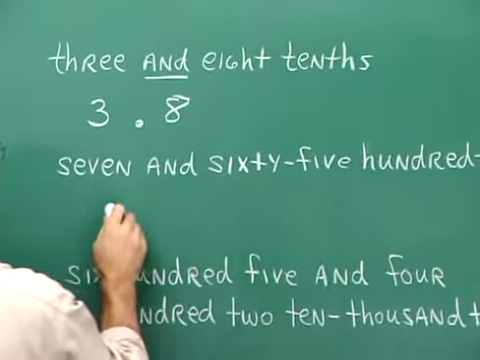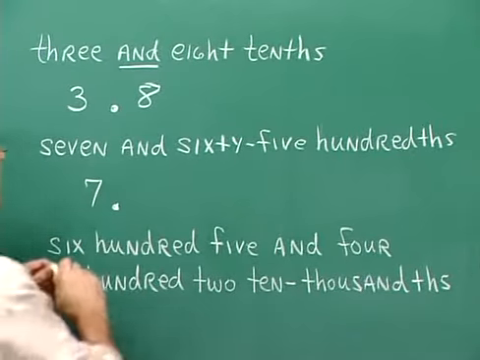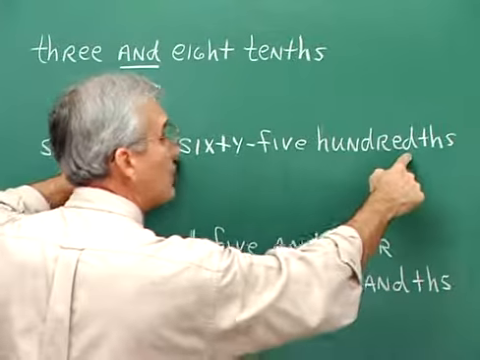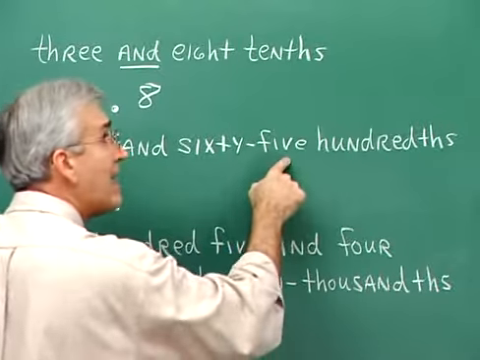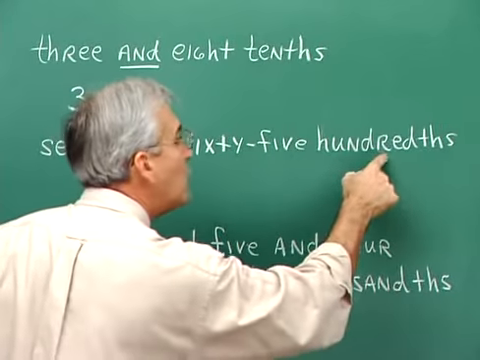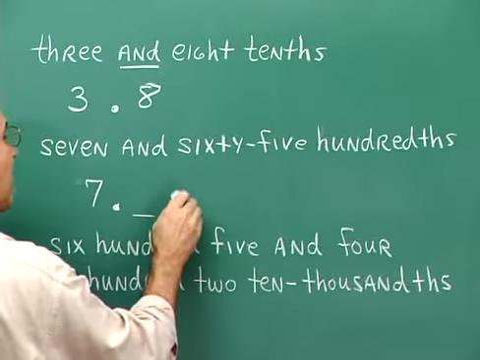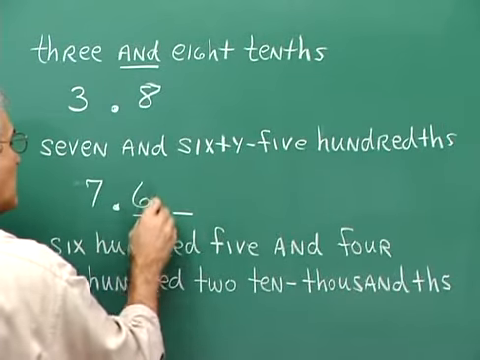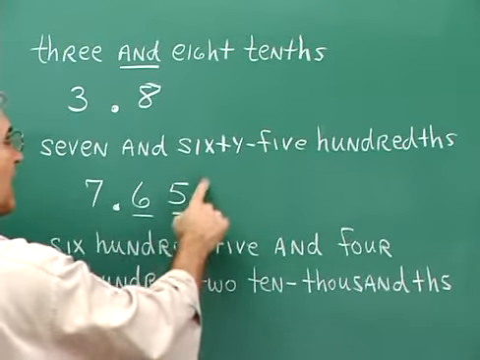7 and, stop right there, 7 and. All right, now let's read on. 65/100ths. All right, 65. The 5 in 65 needs to appear in the hundredths position. We have tenths, we have hundredths. The 5 in 65 goes here, so here's the number. 7 and 65/100ths.